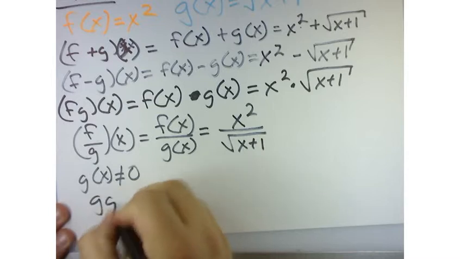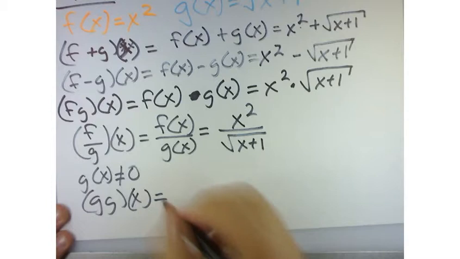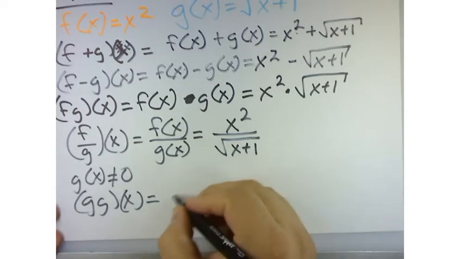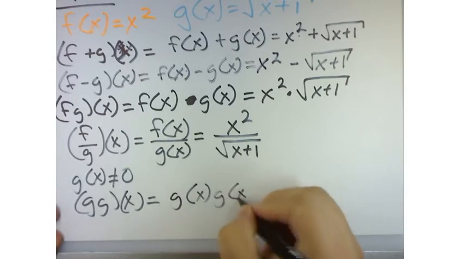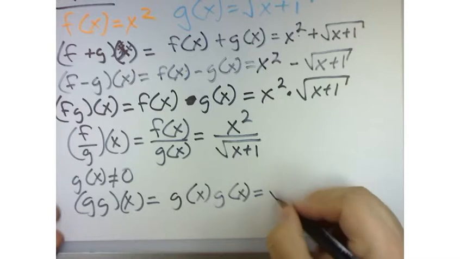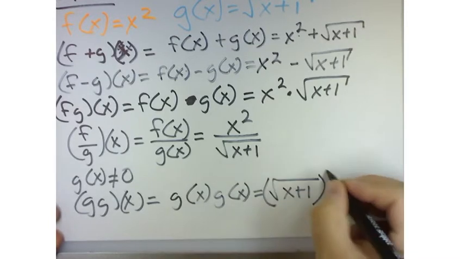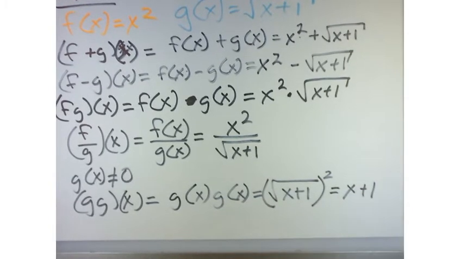And just for the fun of it, let's look at g g of x. Now how would I write that one? How about g of x times g of x? Which will be the square root of x plus 1 squared, which is just x plus 1, right? When you square a square root, you're left with the base.